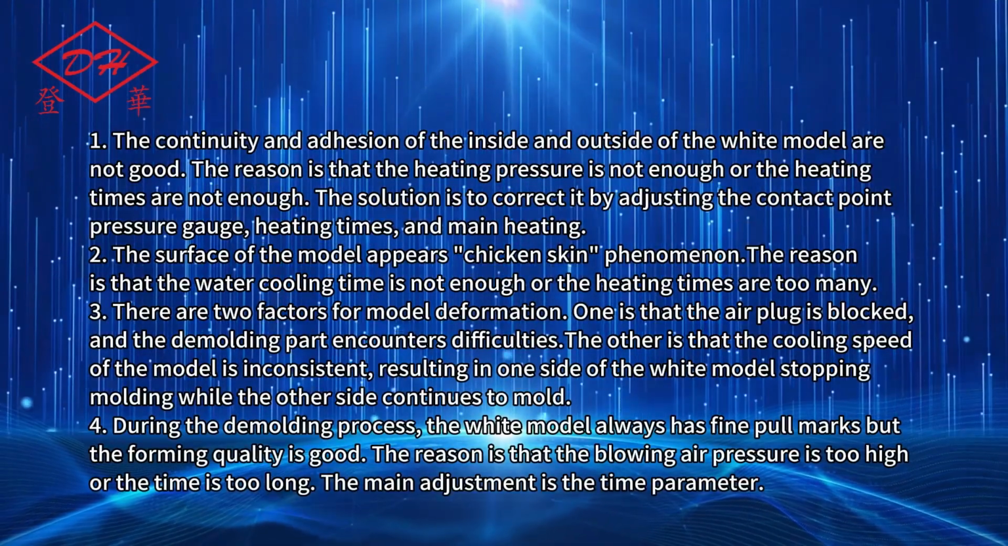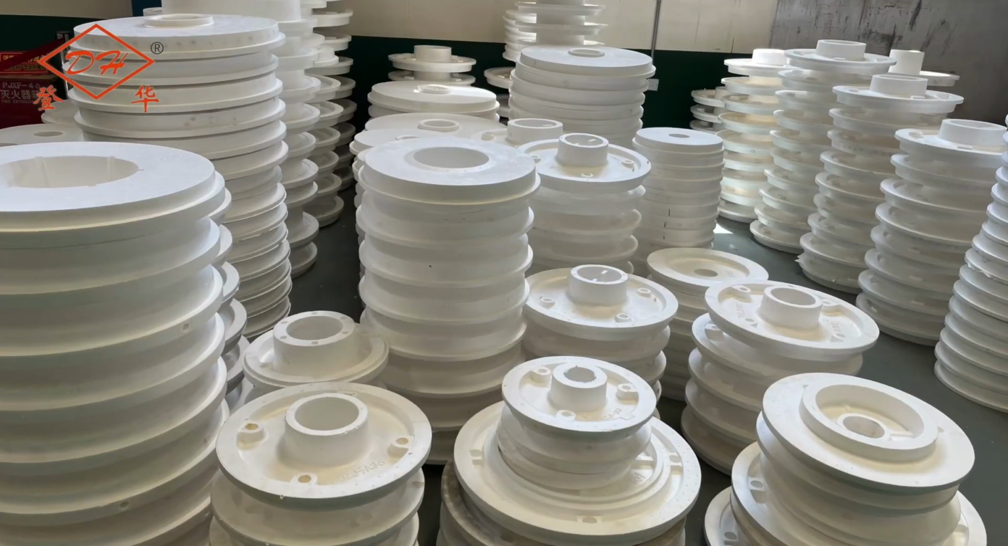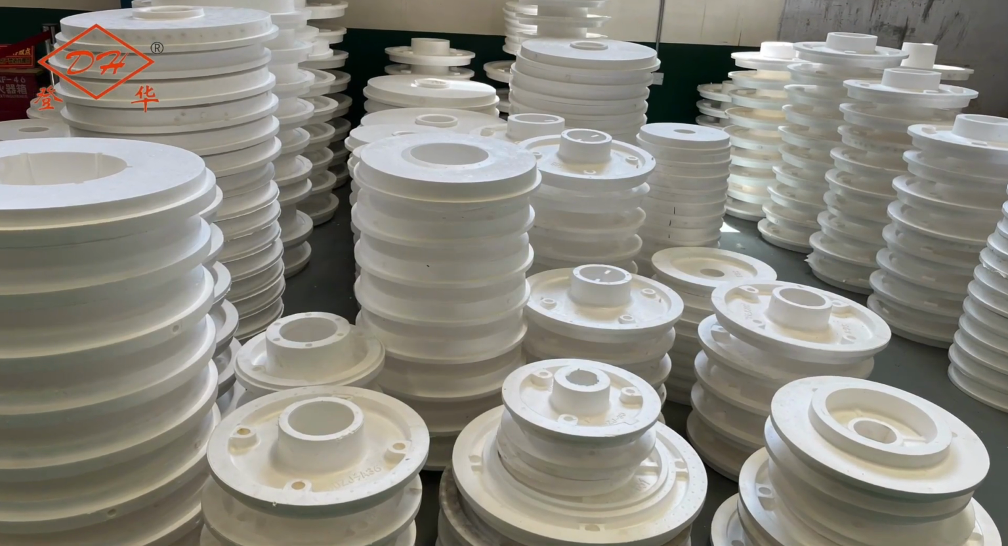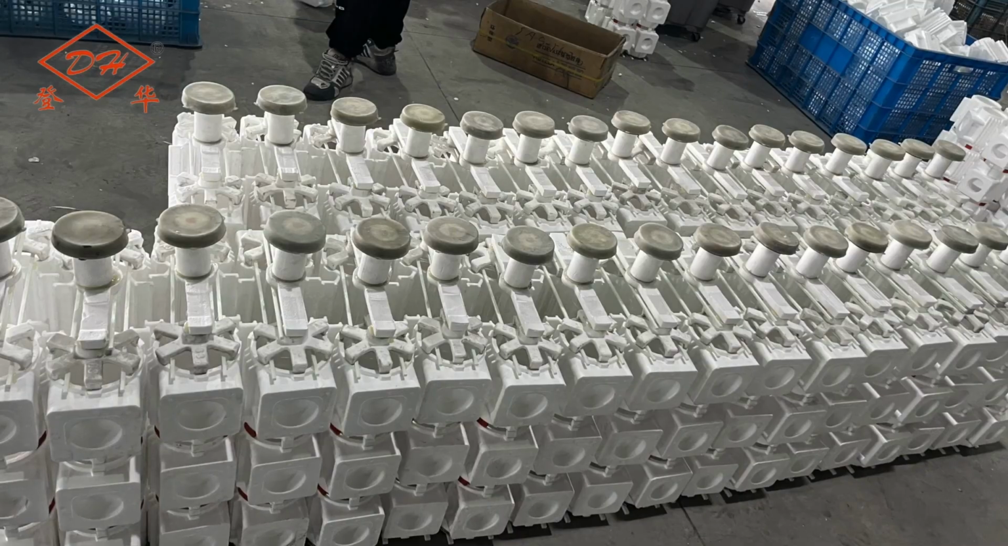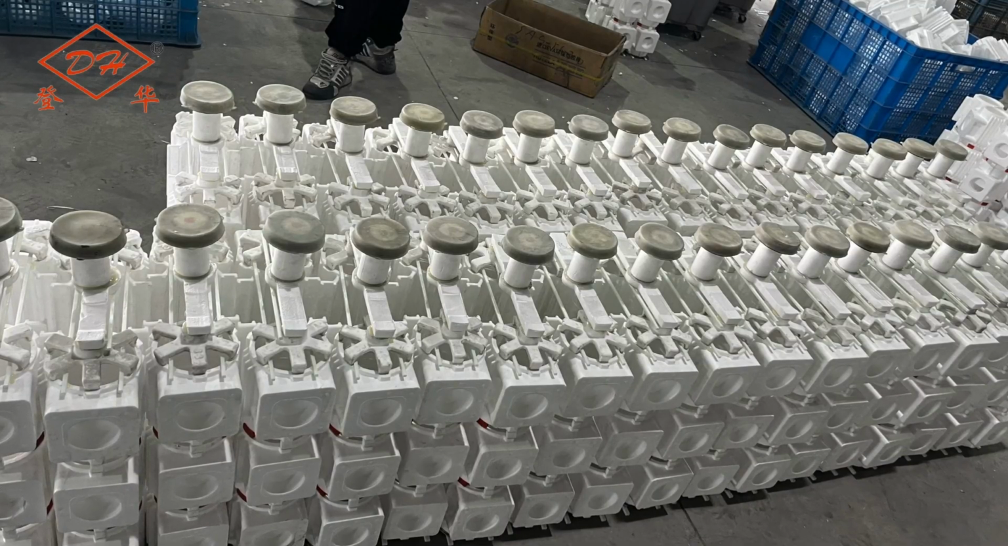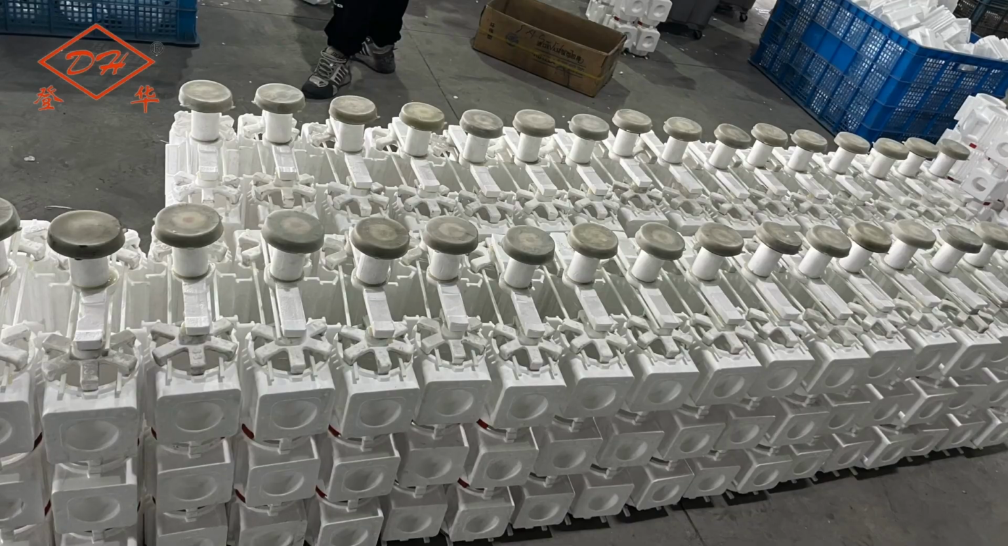Fourth, during the demolding process, the white model always has fine pull marks, but the forming quality is good. The reason is that the blowing air pressure is too high or the time is too long. The main adjustment is the time parameter.